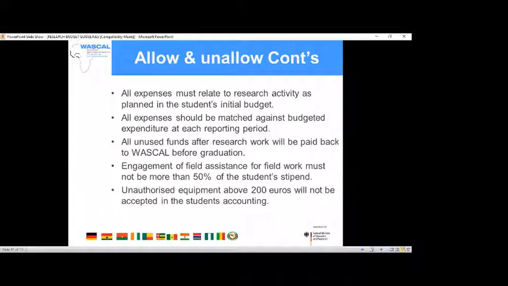Which is above your one month stipend. Okay.